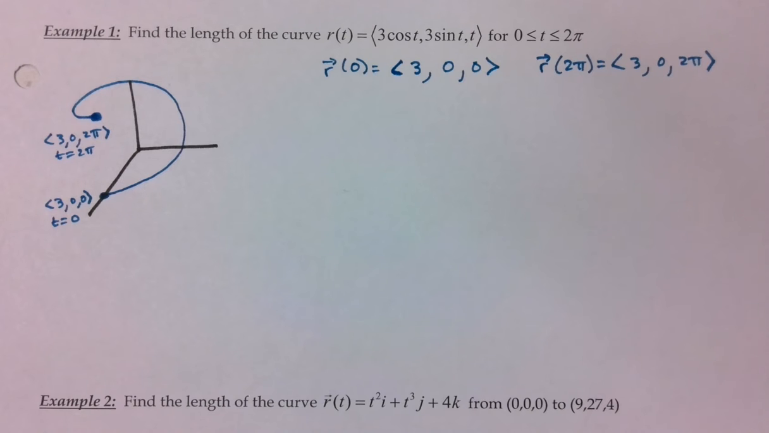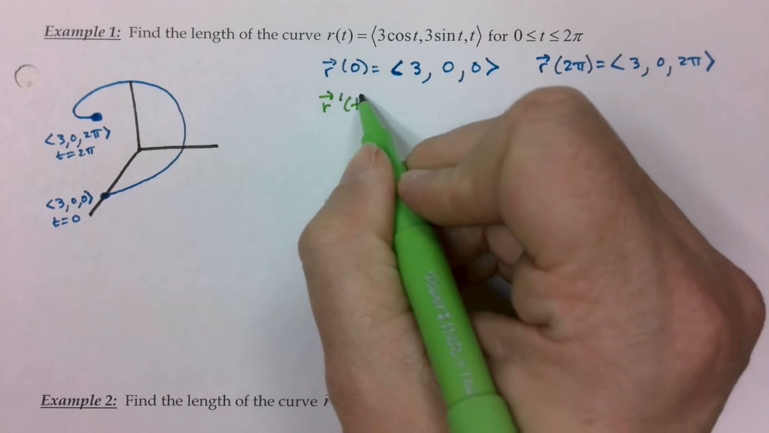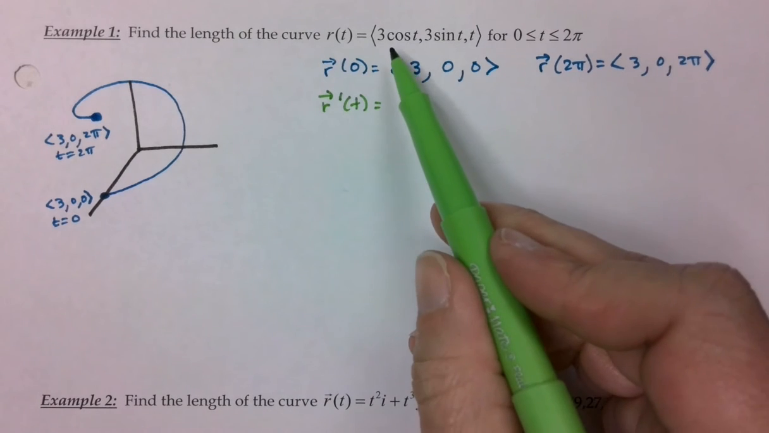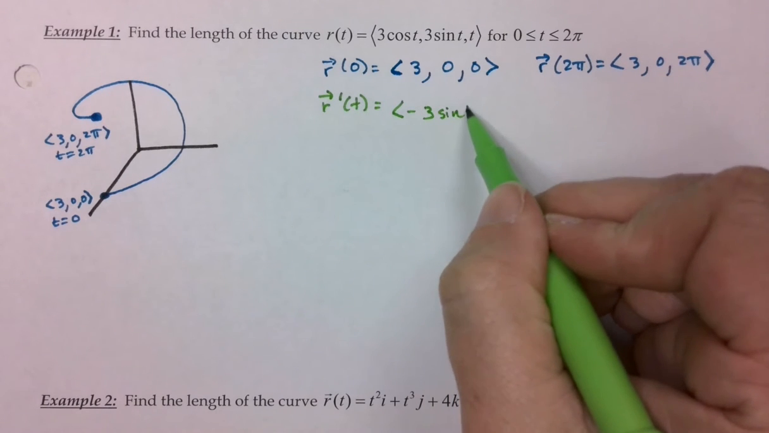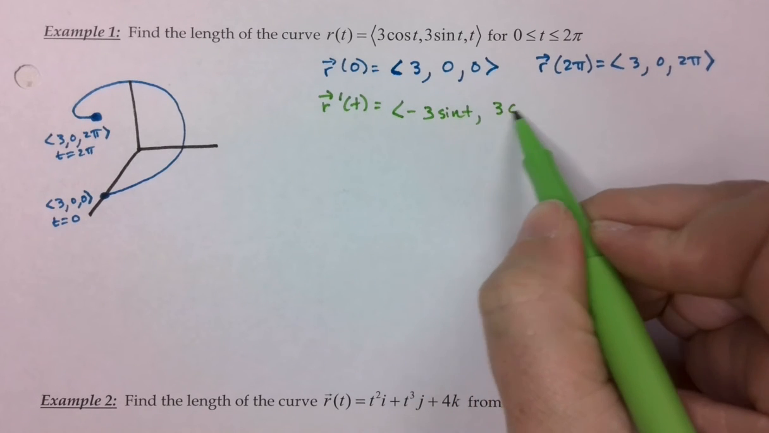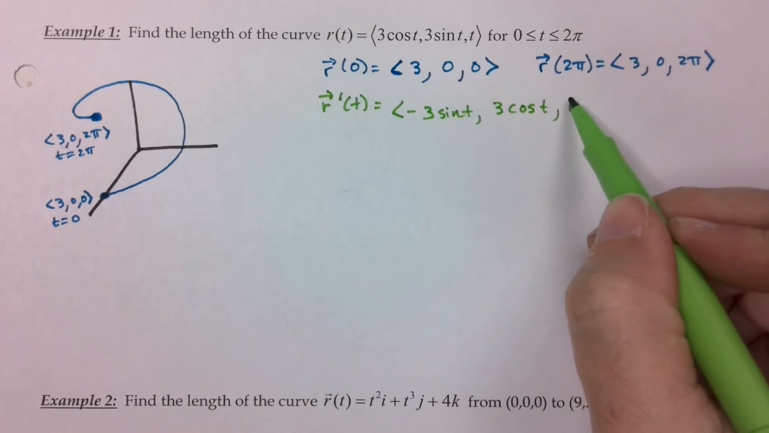Okay, so then what's the derivative of this? Because when you look at the formula for arc length, we're going to need to know r prime. So we might as well go figure that out. The derivative of cosine is negative sine. The derivative of sine is cosine. And the derivative of t is 1.